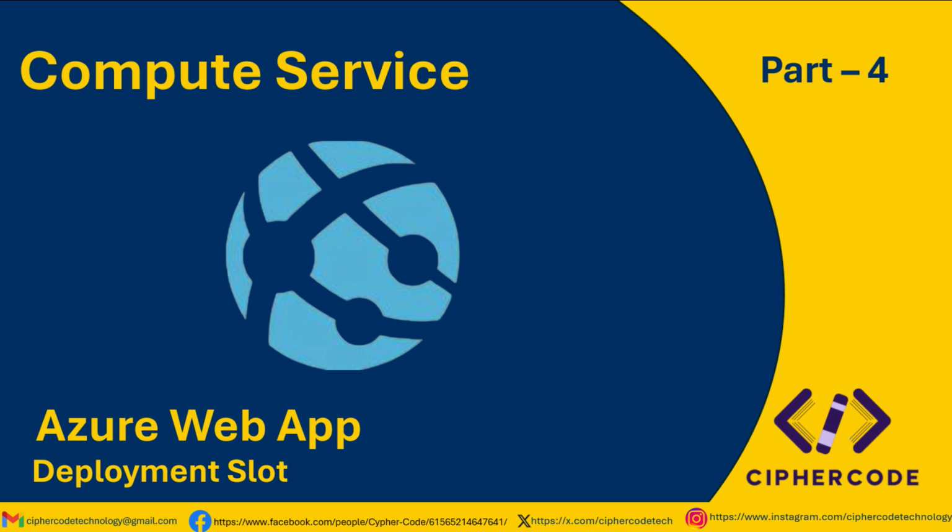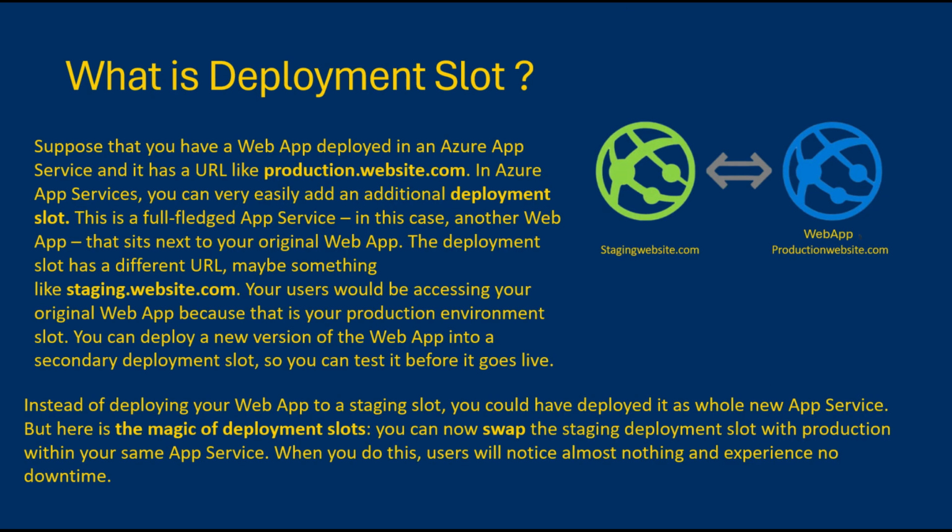Today I will show you a demo of how we can create a deployment slot in a web app. I would like to encourage you to please watch my previous video related to web apps. So let's start. Azure function deployment slots allow your function app to run different instances called slots.